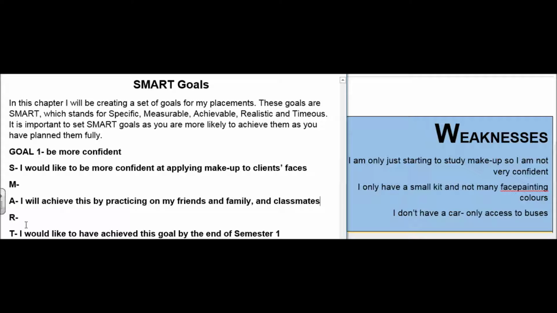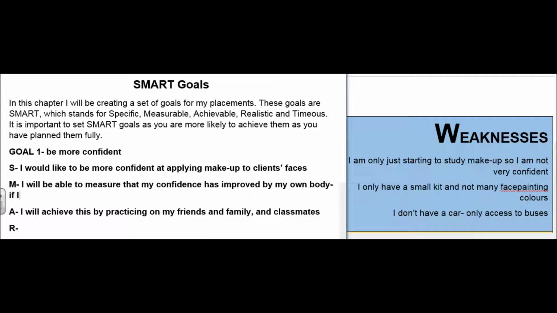Now next up we move to the M, which is measurable. How do you measure that the goal has succeeded? What is a way of us measuring or checking or testing that we've achieved this? So the student here is writing, I will be able to measure that my confidence has improved by my own body. So she's going to use a objective method that's going to be just her own sort of sense of whether she's feeling shaky and whether she's feeling confident in the way she's speaking to her clients. She could have decided to take feedback from her lecturer there, or maybe she could have taken comments from her clients as to how confident she seemed to be.